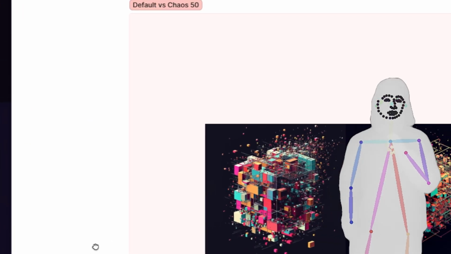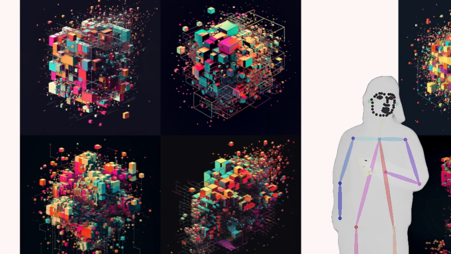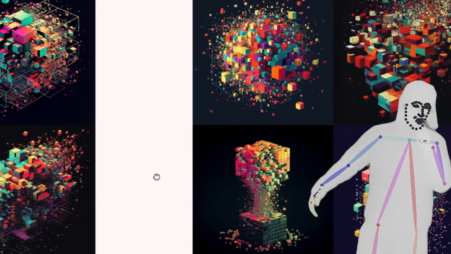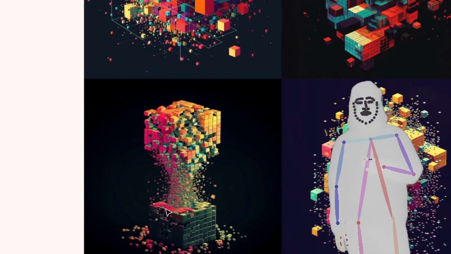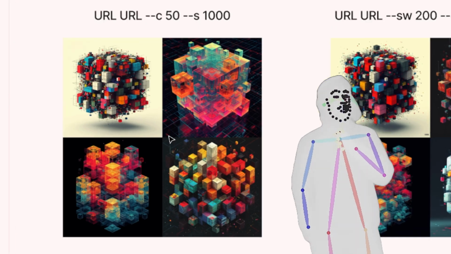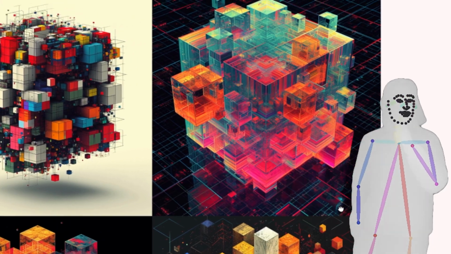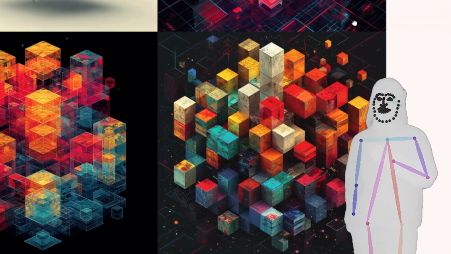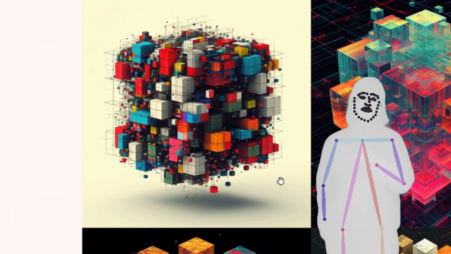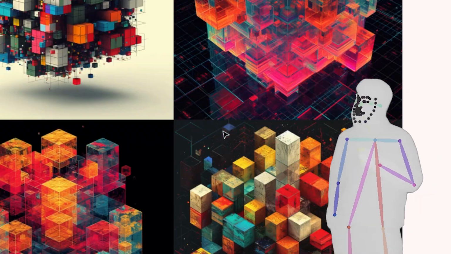All right, so next I'm looking at adding in chaos. Here is what happens when we start adding in chaos 50, and I really like that one. Now we're going to stack the URLs. So 2 URLs, 50 chaos, style weight 1000, and we get something like this, which again, these are all very cool, but it's starting to go its own way. The first one is very clean and definitely inside the style, but the rest of them are a bit mental.